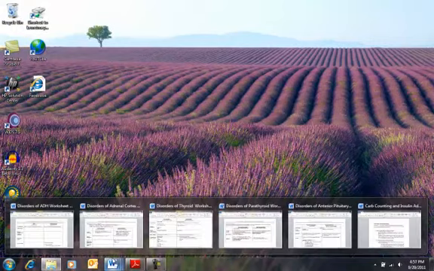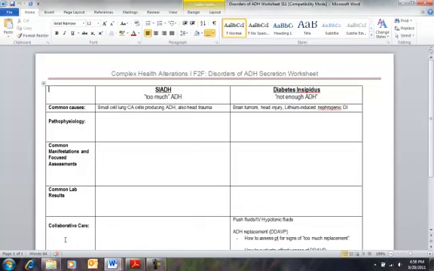Now let's talk about SIADH and DI. I find these grids very helpful because if you can, during the test, remember one side of the grid, but maybe not remember so much about the other side, you can usually reverse whatever's going on and come up with the right answer.